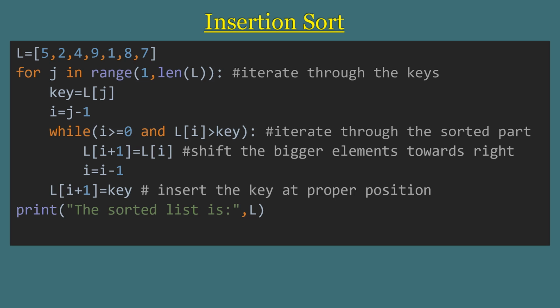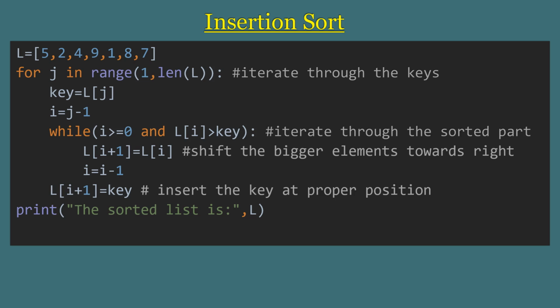In the next iteration, 4 will become the key because 4 is the first element of the unsorted part of the list. Now 4 will be first compared with 5 because that is just present before it. It is found that 5 is bigger than 4, then 4 will be compared with 2. Now it is found that 2 is smaller than 4, so 4 will be placed after 2. So this is how insertion sort takes place.